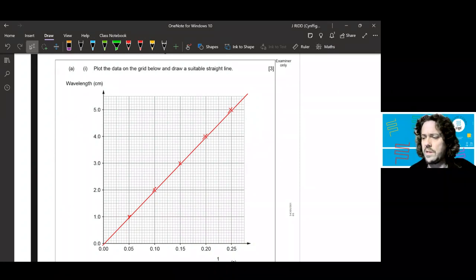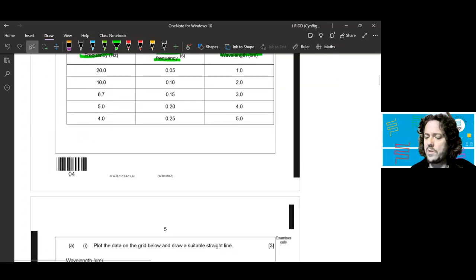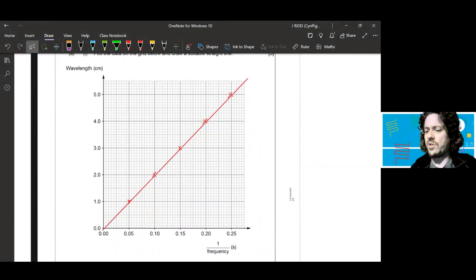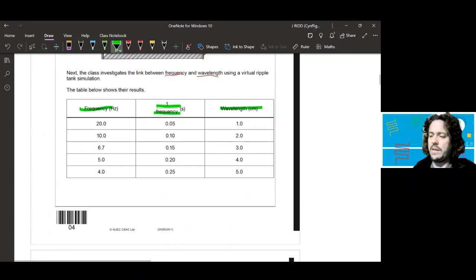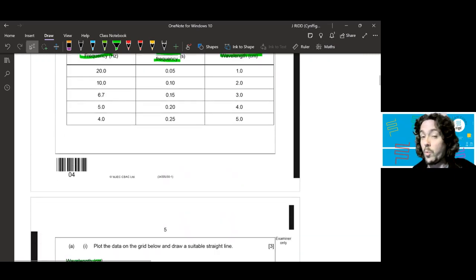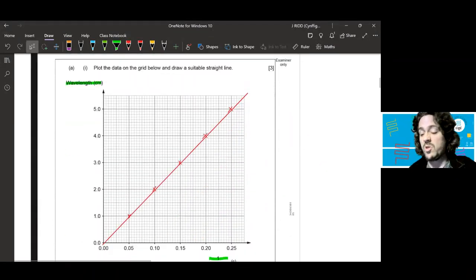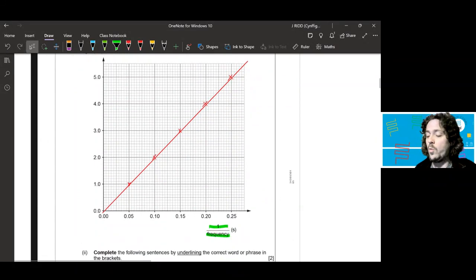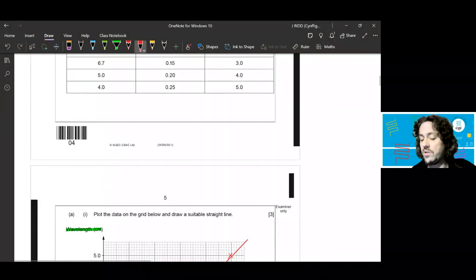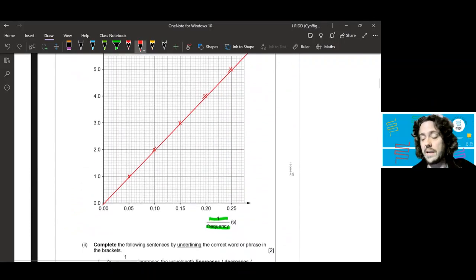Now, I've already plotted this to save time. One thing you've got to be very careful of is paying very careful attention to the axes. Here we've got wavelength and 1 over frequency. It is very easy to make a mistake here and plot frequency and wavelength, but this is not what the graph is asking you to do. The graph is asking you to plot wavelength and 1 over frequency. So we are concerned with these 2 columns. Pay very careful attention to the axes to know exactly what to plot.